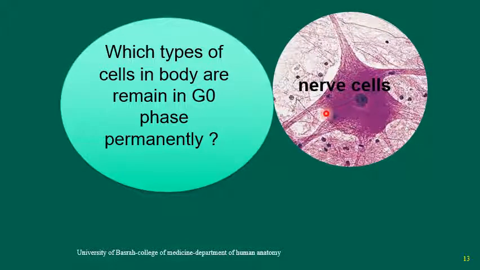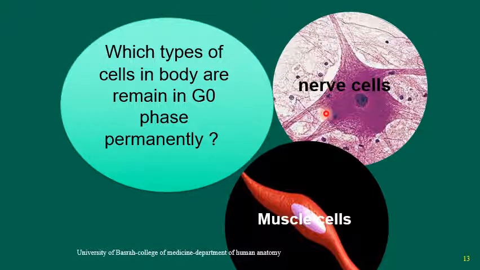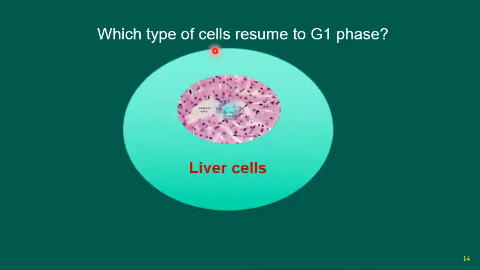For example, nerve cells and muscle cells. Which type of the cells resume to gap 1 phase? For example, liver cells can resume to gap 1 phase in response to factors released during injury.